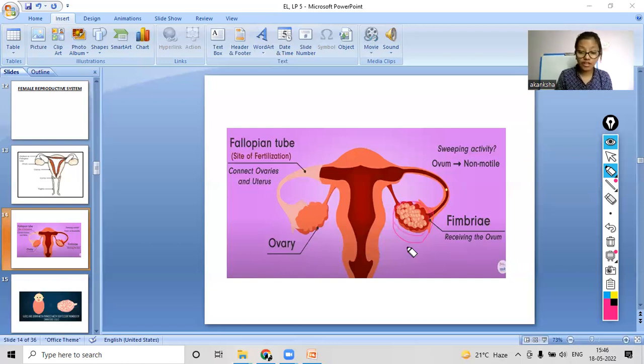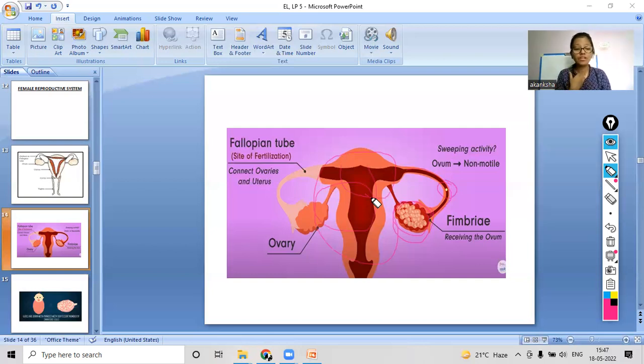Sorry, the egg is carried from the ovary to the womb part. This whole part is the womb, and the egg is carried to the womb with the help of a fallopian tube. As you can see, this is the fallopian tube. The egg cell is passing from the ovary to the womb, right?